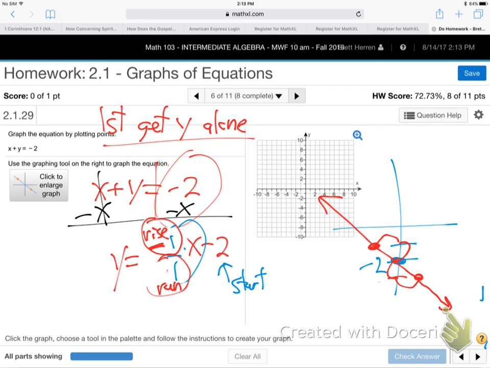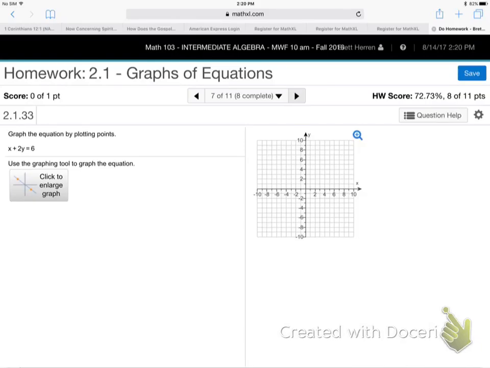All right. So, okay. x plus 2y equals 6. All right, let me give you a minute on this one instead of just whipping it out. Go ahead and get y alone.